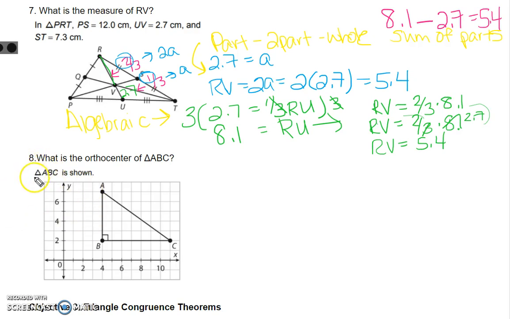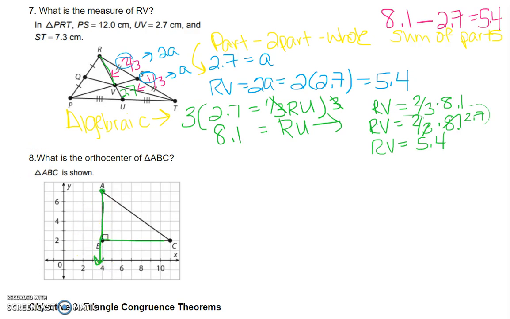What is the orthocenter of triangle ABC? Well, for point A, I need to draw the perpendicular to the opposite side, which is going to be BC. And what I can see right here is that AB is going to be that perpendicular line because it's already perpendicular.